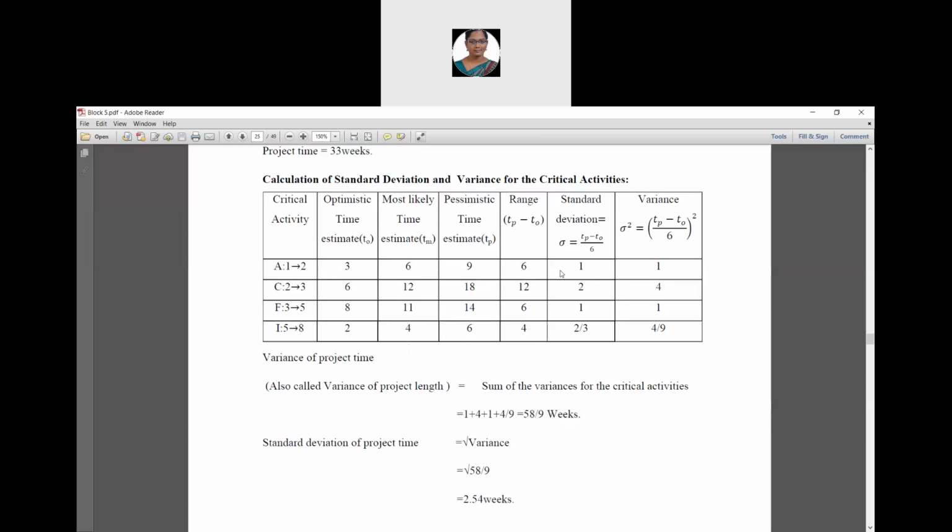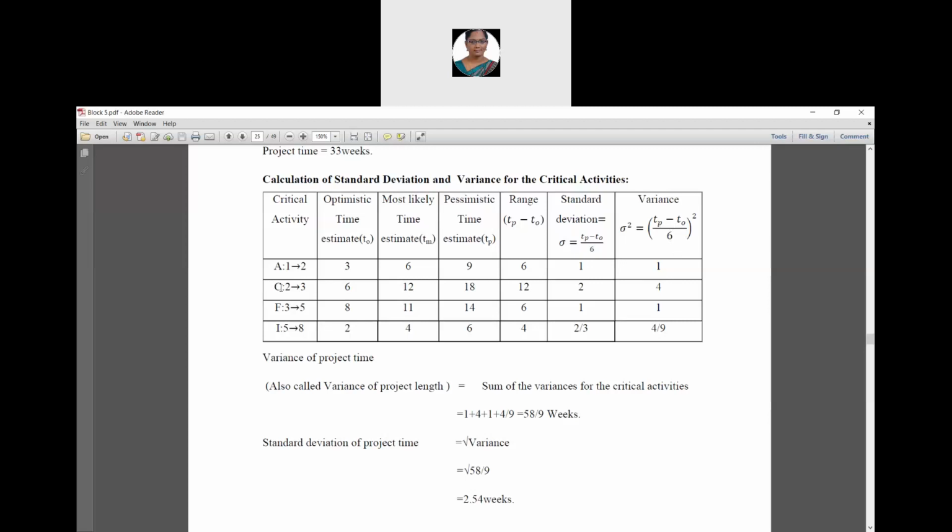And standard deviation is denoted by sigma, and it is calculated by using the formula (TP minus T naught) divided by 6. It is 1. And variance for the activity A, that is 1 to 2, is ((TP minus T naught) divided by 6) squared. Yes, it is 1 squared, which is 1. For activity B, range value is 12.